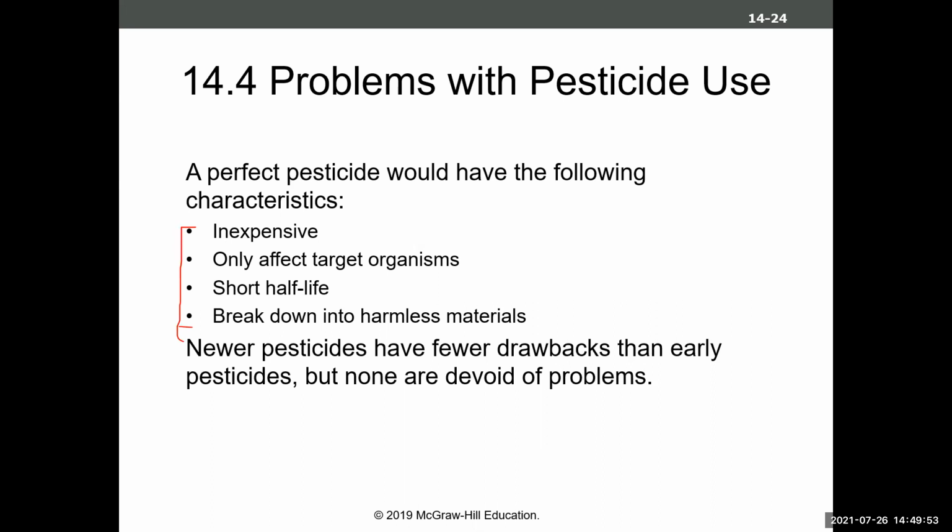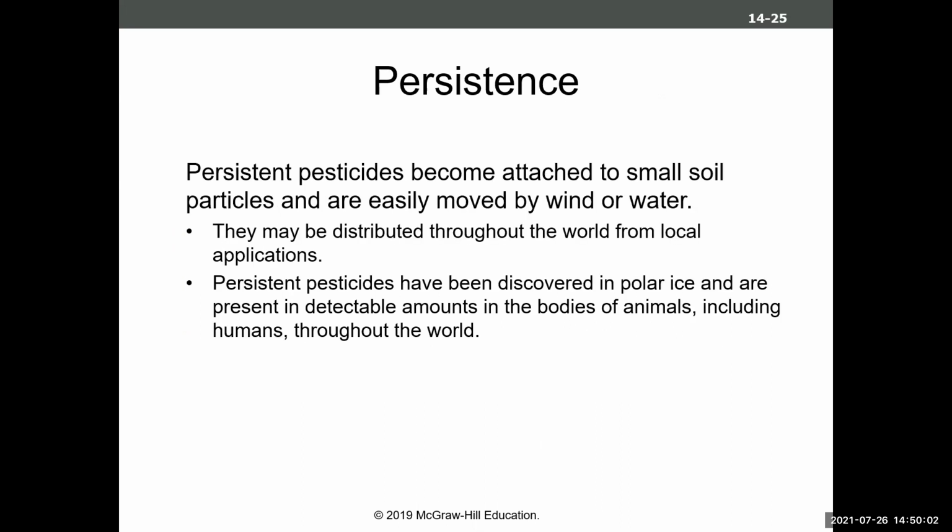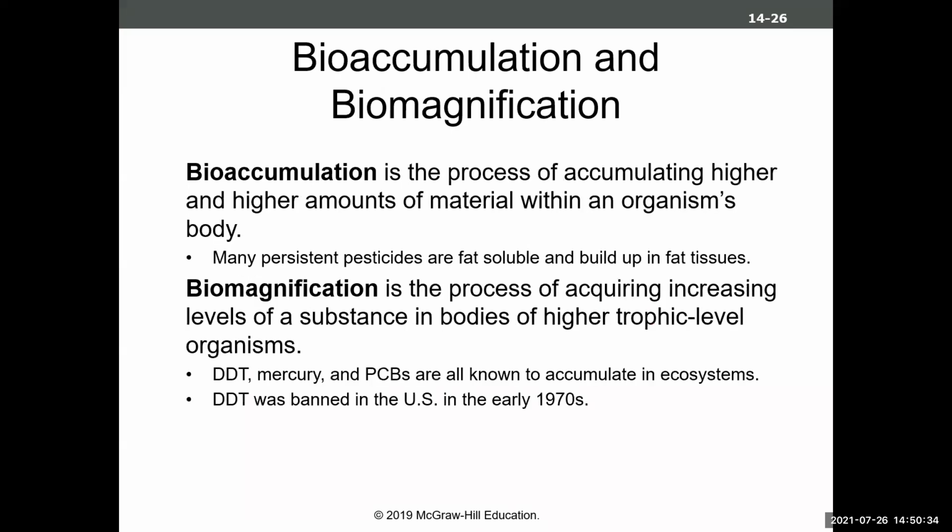There's still no pesticide that has all of these characteristics. So, every pesticide has an issue that we have to take into account before we use it, especially these persistent pesticides, because they can become attached to soil particles, and then the wind and the water can move those soil particles around, distribute them around the world. Persistent pesticides have been discovered in polar ice. They're in detectable amounts in animals and also humans, depending on where you're at, if you live near farms or locations that use these persistent pesticides on a regular basis.